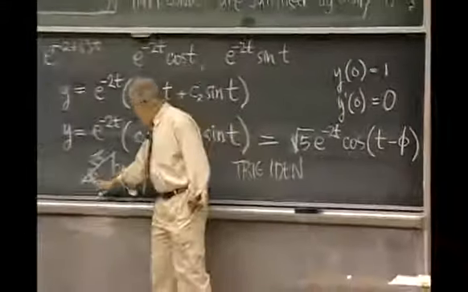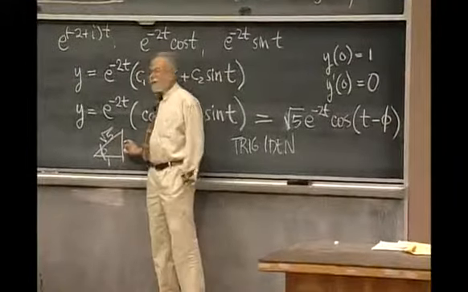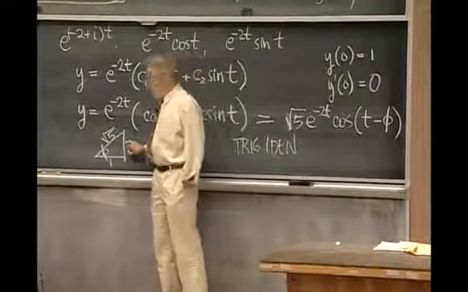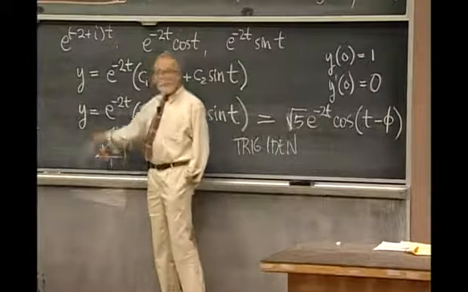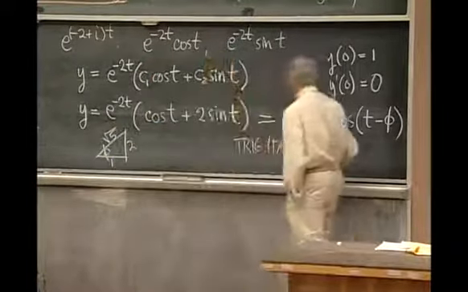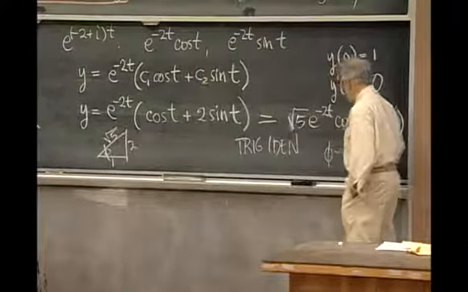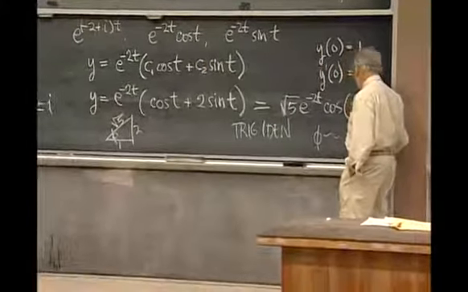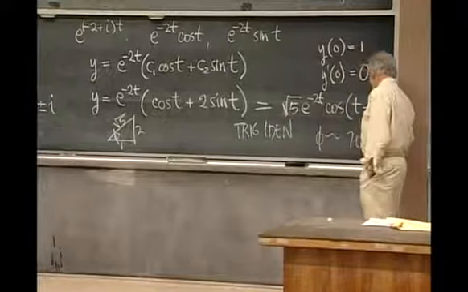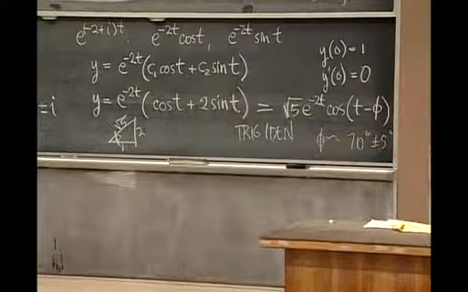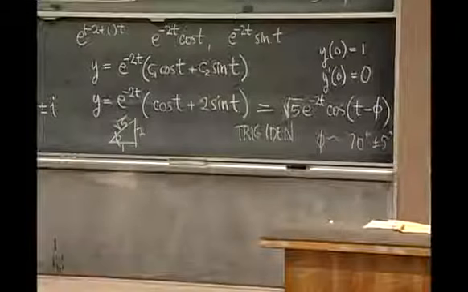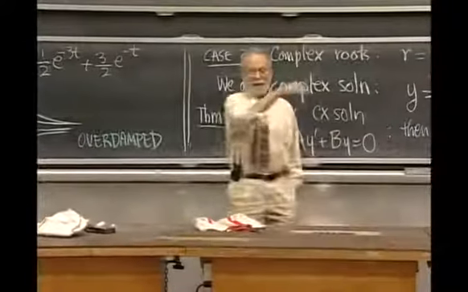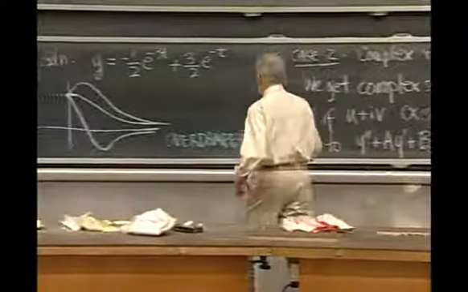How big is that? 1 and 2. Well, if this were the square root of 3, which is a little less than 2, it would be 60 degrees, so this must be 70 degrees. So phi is 70 degrees, plus or minus 5, let's say. So it looks like a slightly delayed cosine curve, but the amplitude is falling.